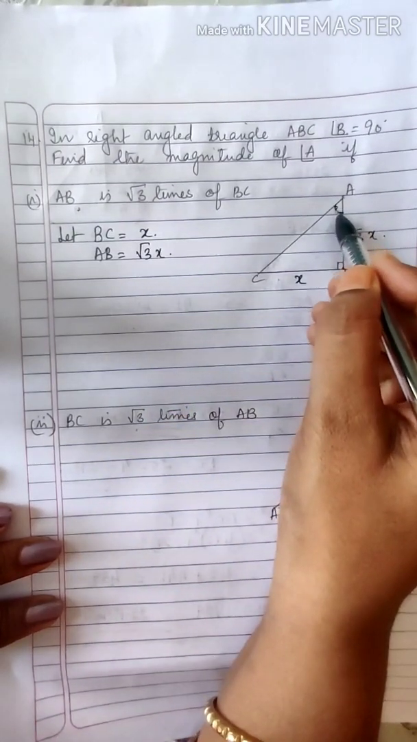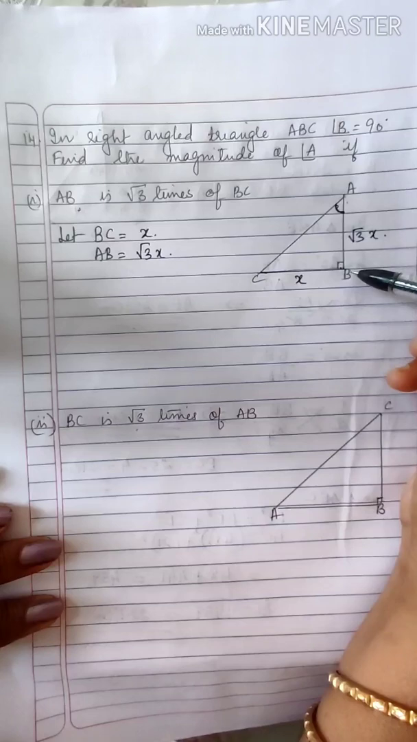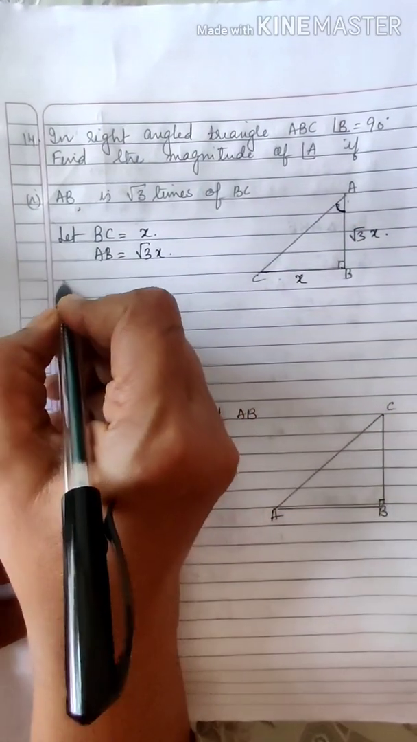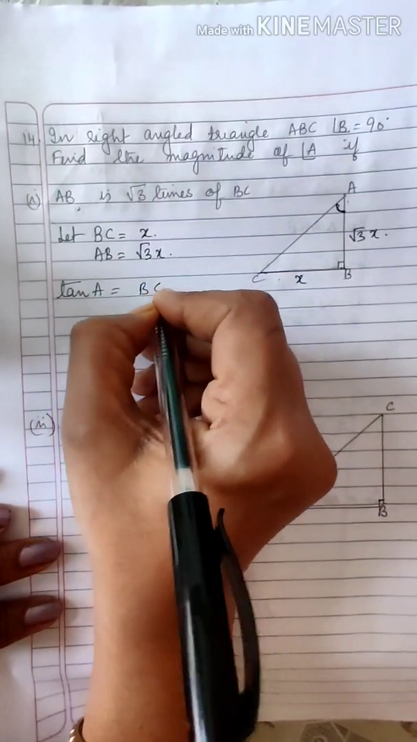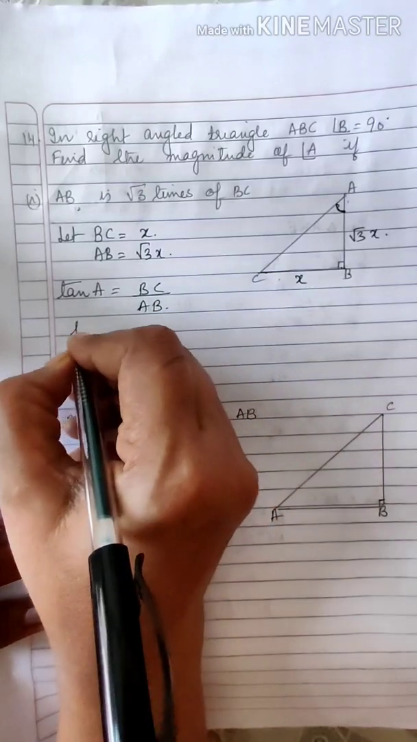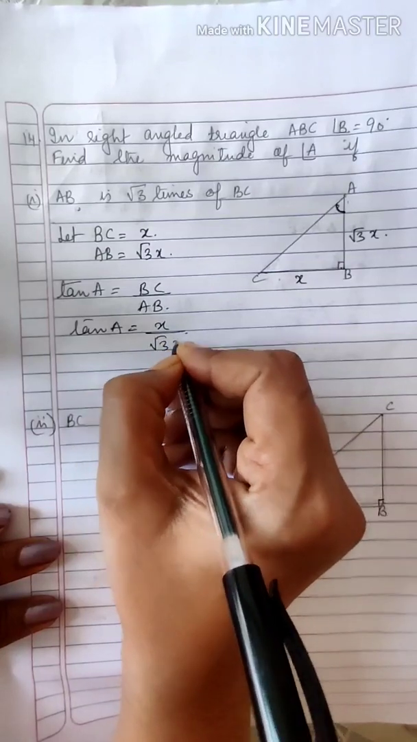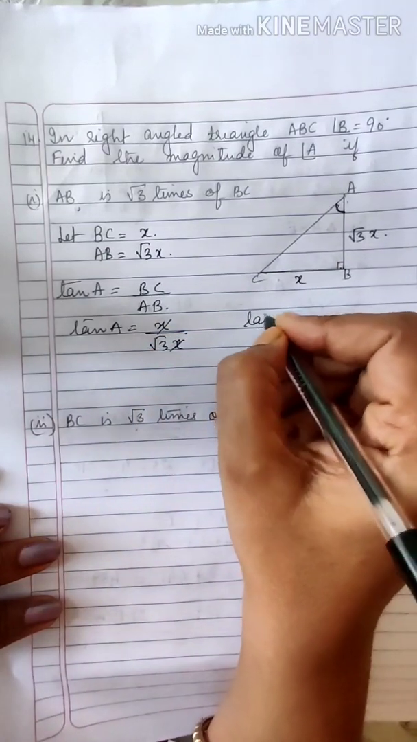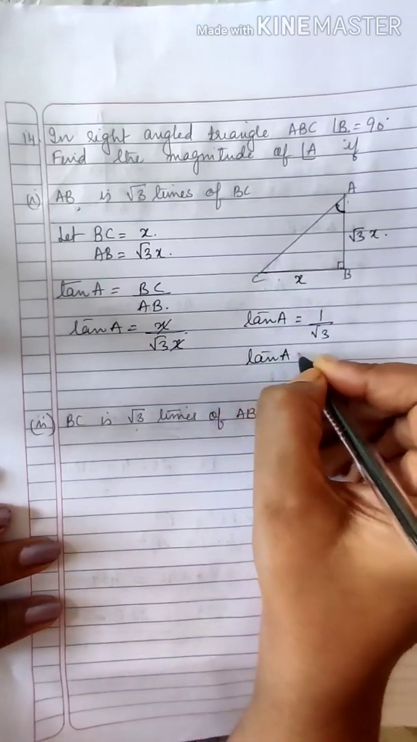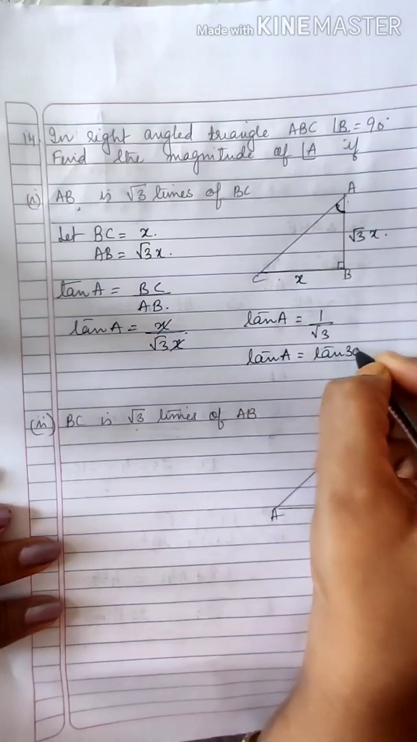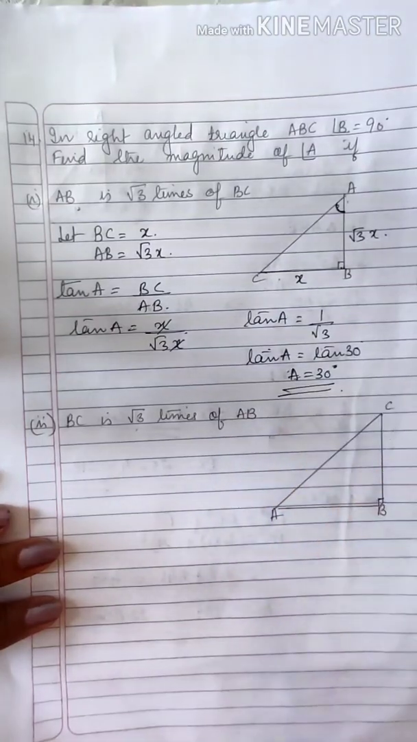Now with reference to this angle A, BC will be the perpendicular and AB will be the base, and the ratio which connects perpendicular with base is tan. So tan A will be equal to BC upon AB. So tan A is equal to x upon root 3x, and tan A will be equal to 1 upon root 3, and you know the value of tan 30 is 1 by root 3. So A will be equal to 30 degrees.